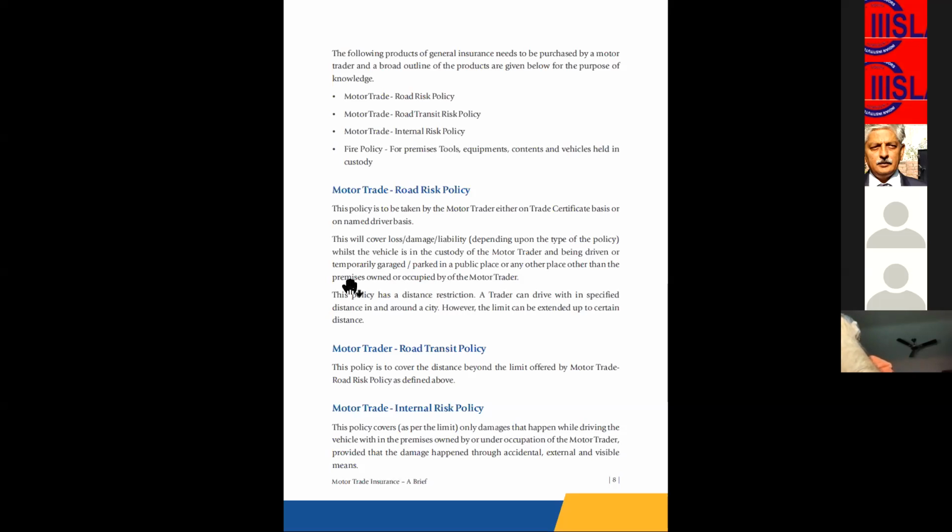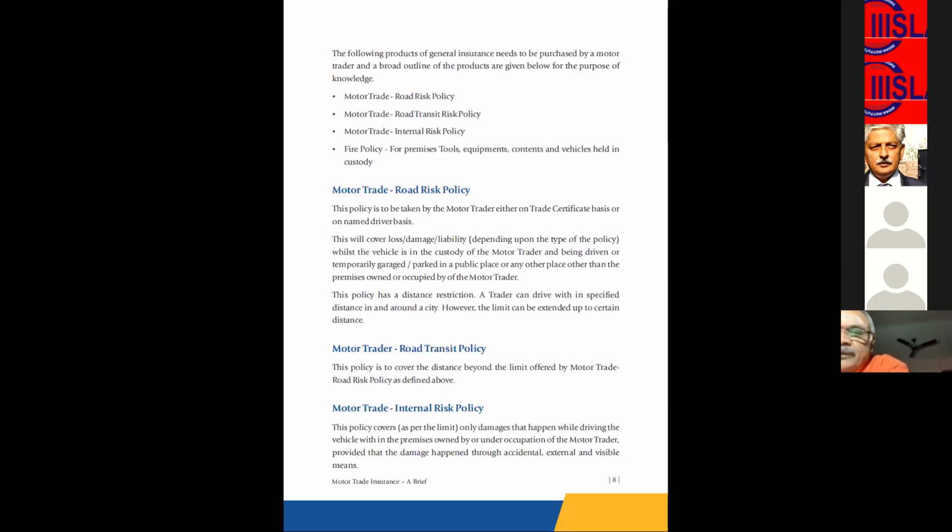In these three kinds of products, let us talk only about motor trade road risk policy and motor trade internal risk policy. The road transit risk policy is nothing but an extension for the road risk policy, because the road risk policy has a kilometer restriction, whereas the transit will take care of the kilometers beyond the restriction in the road risk policy. So we will go one by one. Motor trade road risk policy, this policy is to be taken by a motor trader.